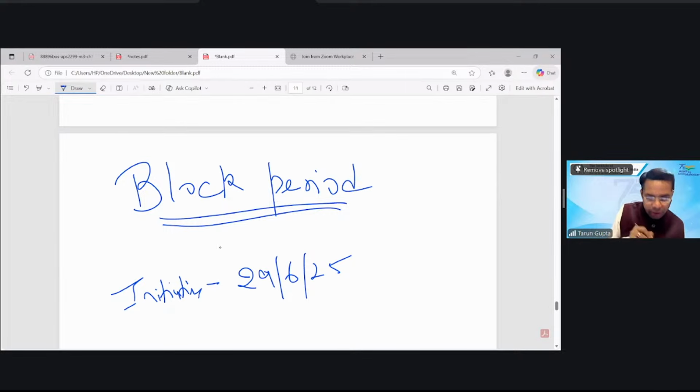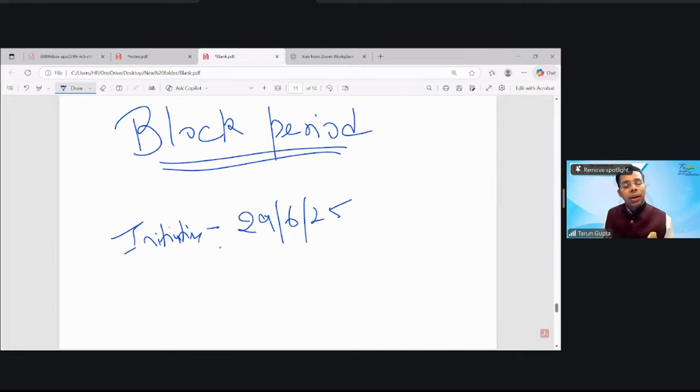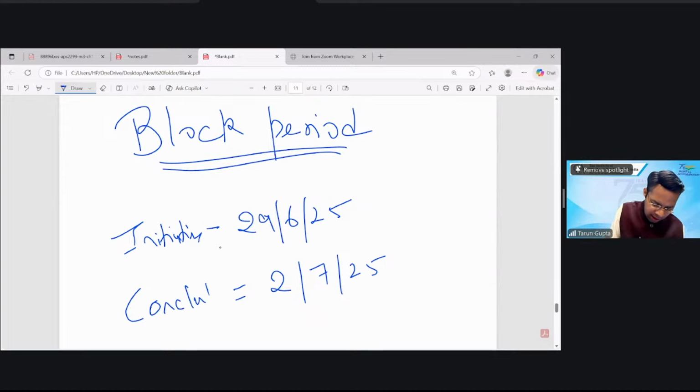Starting. And the second date is when the search is concluded. Assuming it's concluded on 2nd of July 25. Concluded. Sir, how can it happen that a search runs for more than a day?